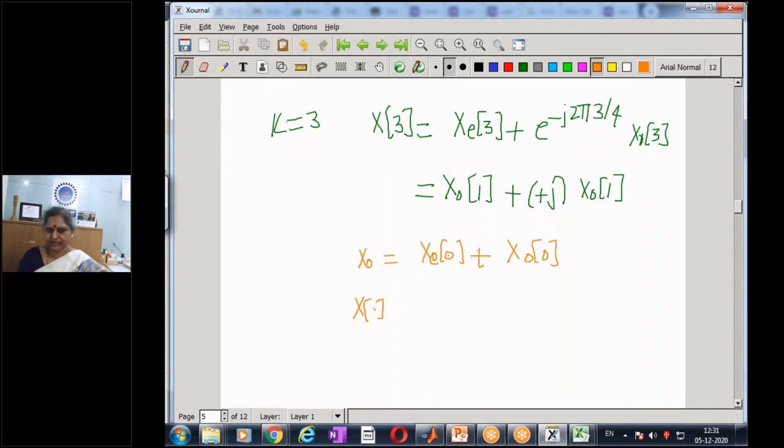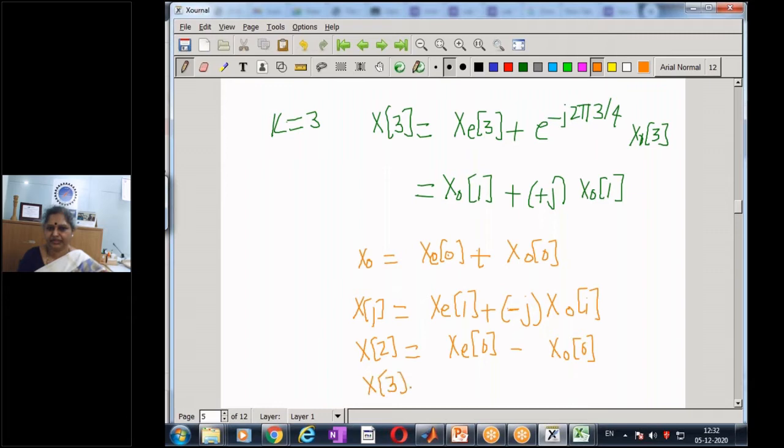Next I have x of 1, and that is given by xe of 1 plus minus j into x odd of 1, and then my x of 2 is given by x even of 0 minus x odd of 0, and x of 3 is equal to xe of 1 plus j into x odd of 1.